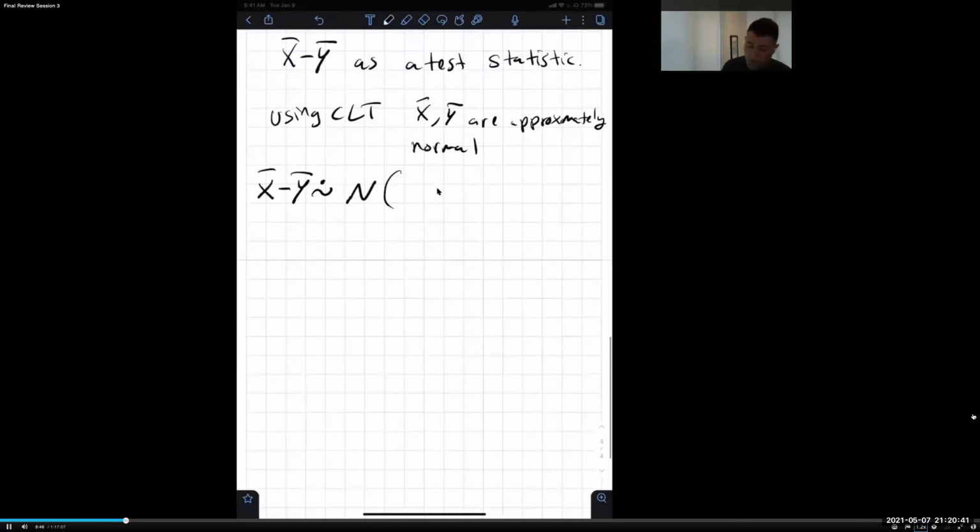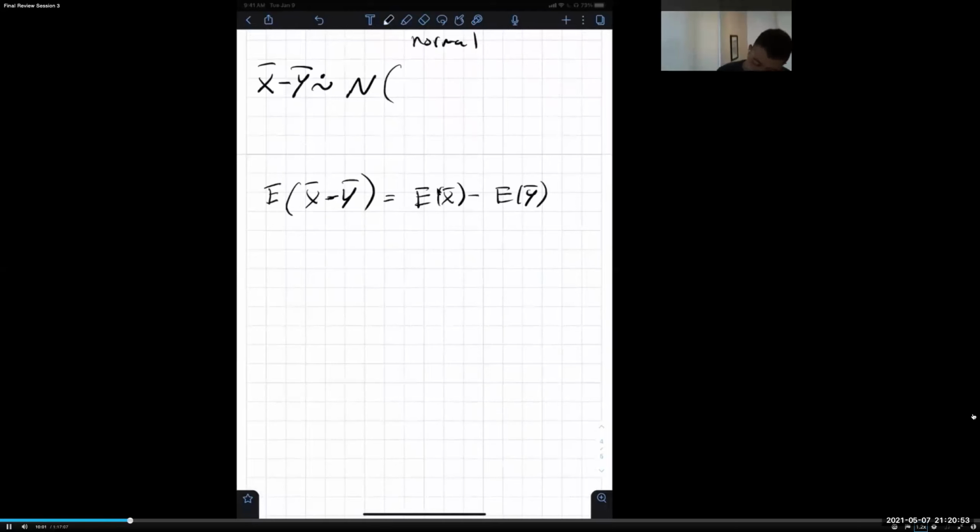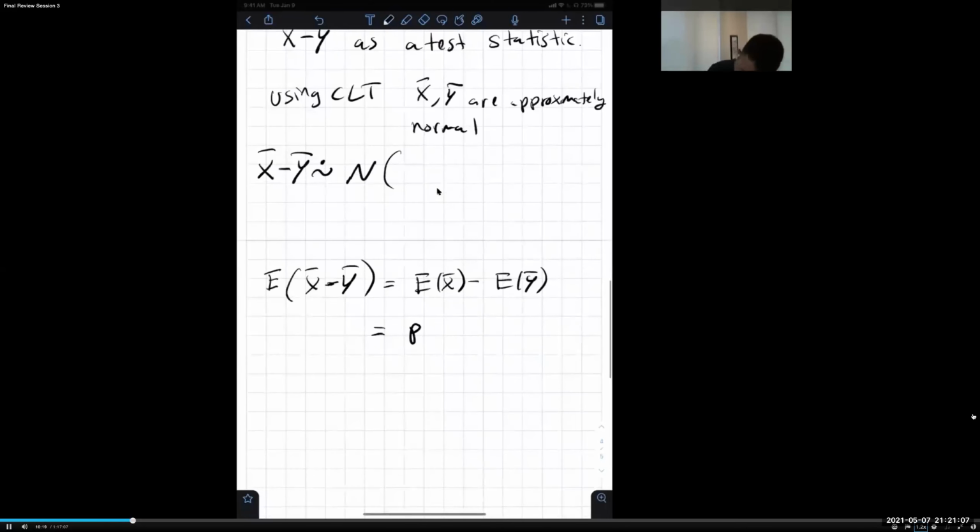So first things first, we're going to compute the mean. Each of these, x bar and y bar, are unbiased estimates for the true proportion. So this is just going to be equal to w for x and u for y. So that's the true mean of this distribution, asymptotically. Are there any questions about that?